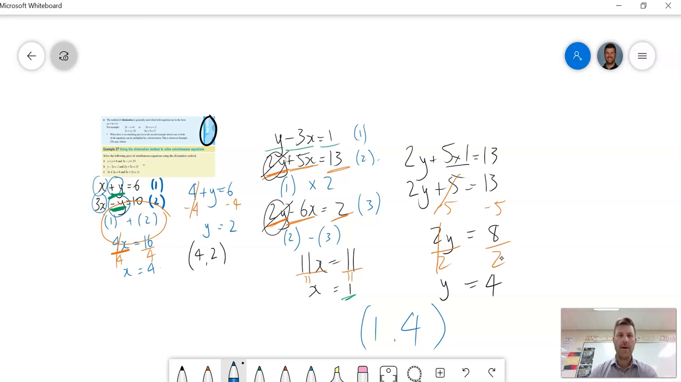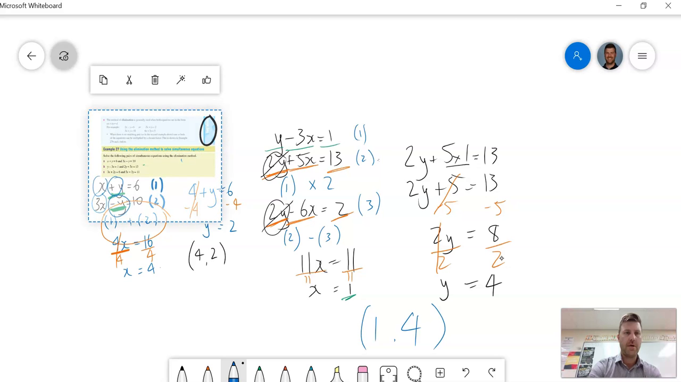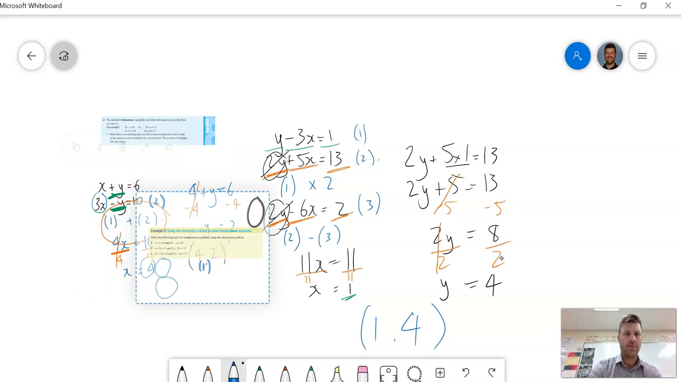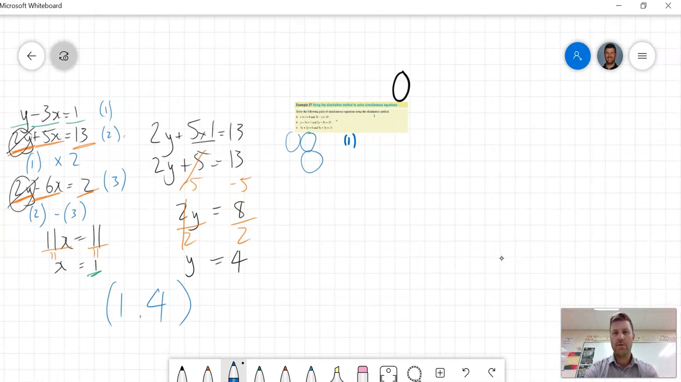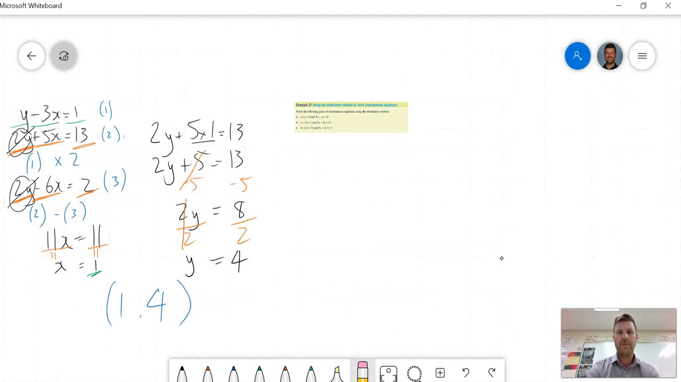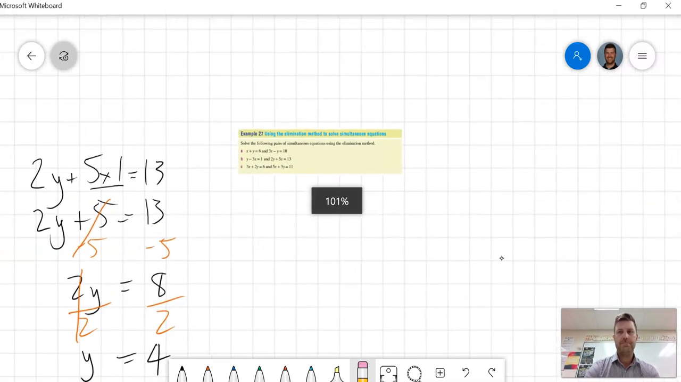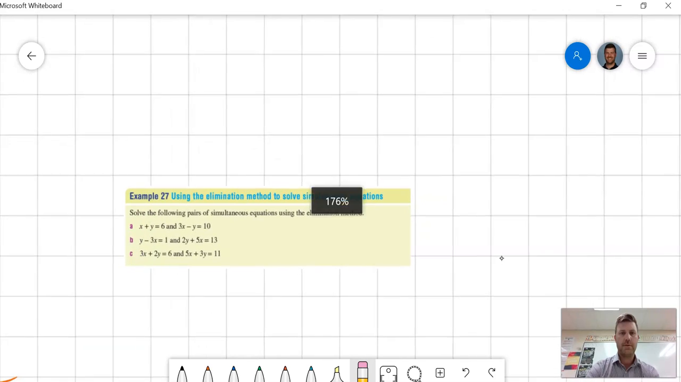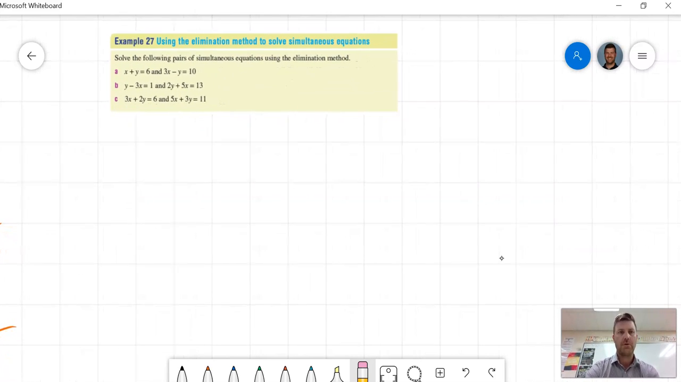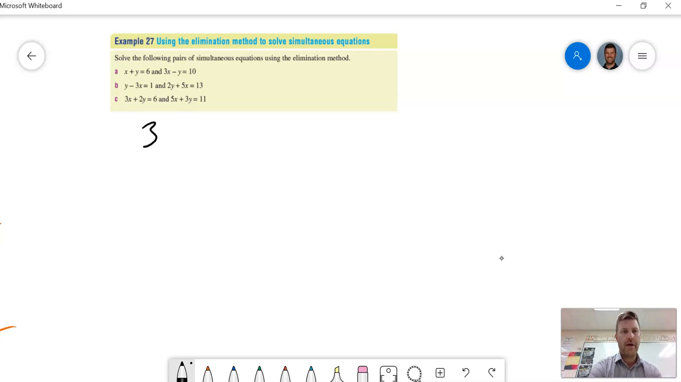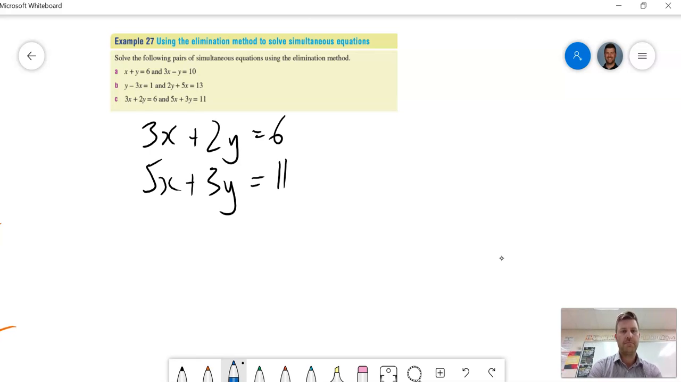Okay. The last example I'm going to do is, if I can somehow grab that and bring it over here, get rid of all that other stuff, zoom back in, and have a look at example C. Again, two equations: 3x plus 2y is equal to 6, and 5x plus 3y is equal to 11. This is my equation 1, this is my equation 2.